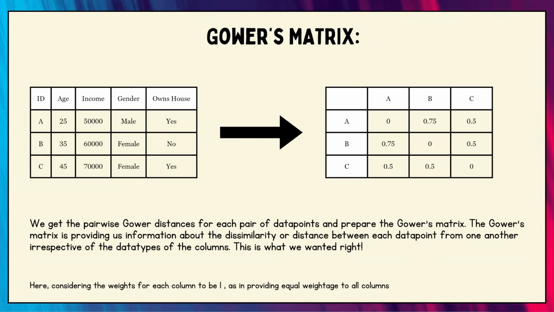Here we can easily see that row A and row B are more dissimilar as compared to row A and row C, which has a Gower's distance of 0.5. So this particular matrix is providing us information about the dissimilarity of each data point from each other data point, irrespective of the data type. So we have taken the data types part out of the question over here. We have kind of solved the problem. So this is what we wanted, right? Cool.